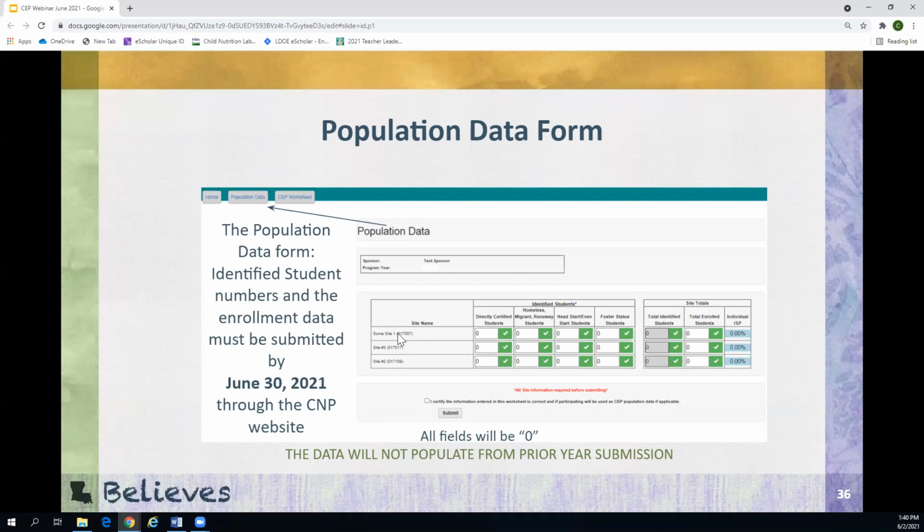From here, you simply by site will enter your directly certified students, your homeless, migrant, runaway, Head Start, even start, foster care. It'll then automatically tally that up in the total identified students and the enrollment. You'll have to enter that as well. And once that is correct, you'll certify and submit.